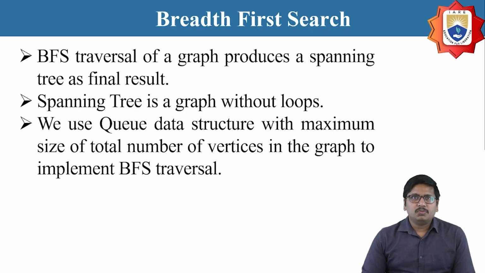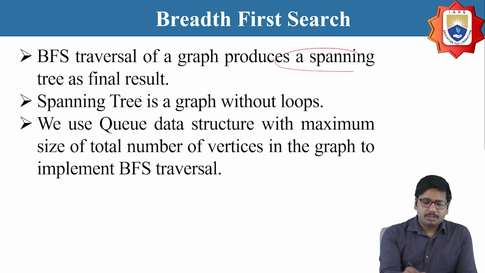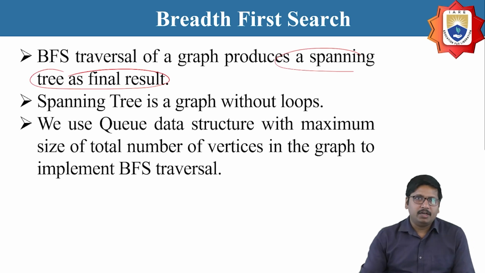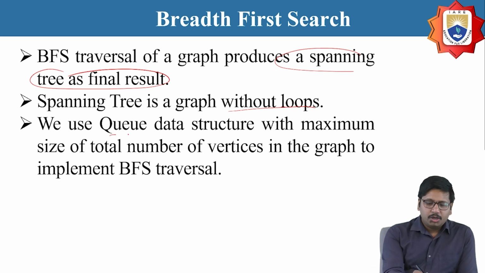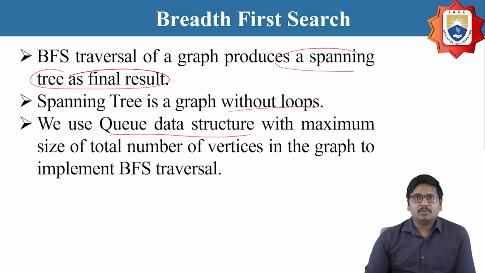First is the breadth first search traversal. The breadth first search traversal of the graph is going to produce a spanning tree as a final result. A spanning tree is a graph without any loops. For implementing this breadth first search, we use a queue data structure with a maximum size of the total number of vertices in the graph.